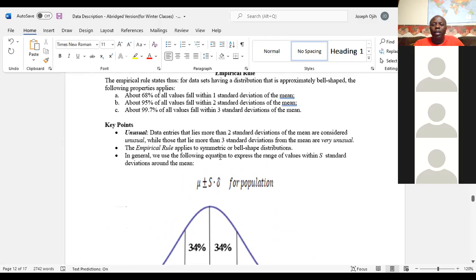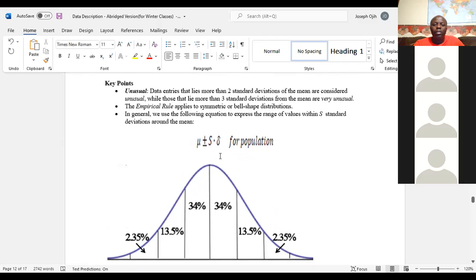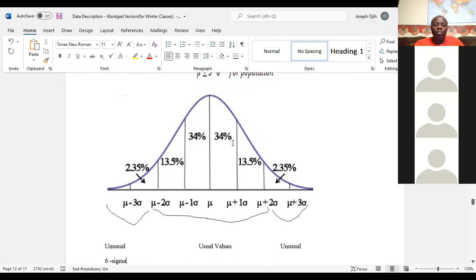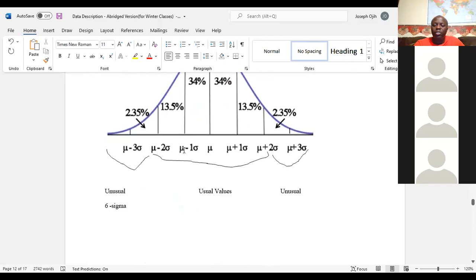So in general, we use the empirical rule and this equation: mean plus or minus the number of standard deviations times the standard deviation. The number can be 1, 2, or 3. So for the population, you have the mean minus 1 standard deviation, mean minus 2 standard deviations, and the corresponding mean plus 2 standard deviations on both sides.